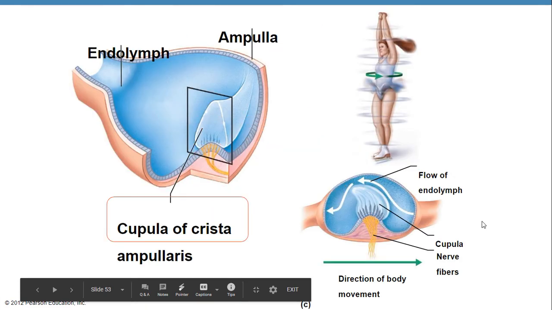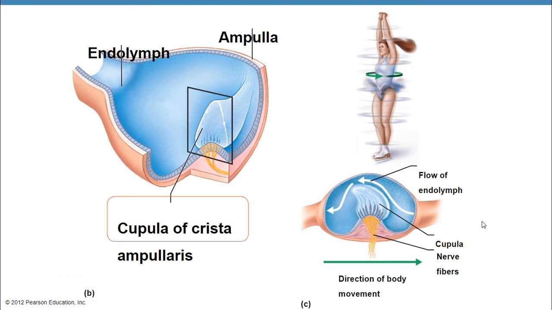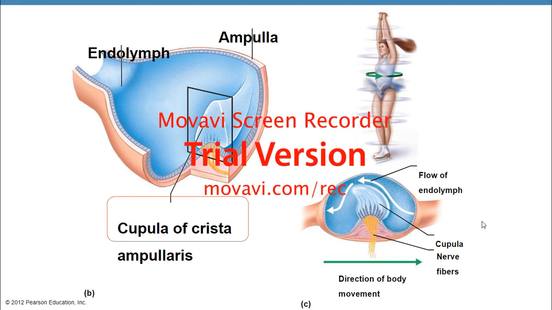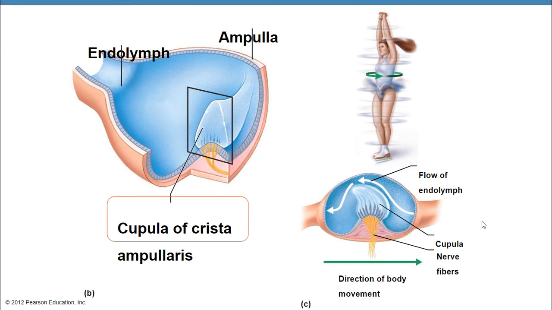And this figure is showing you dynamic equilibrium, and dynamic equilibrium is going to take place in the semicircular canals. All right, and they monitor rotational acceleration. Essentially, at the base of each of the semicircular canals is an enlarged region, the ampulla. So you see right here, this would be the base of a semicircular canal.